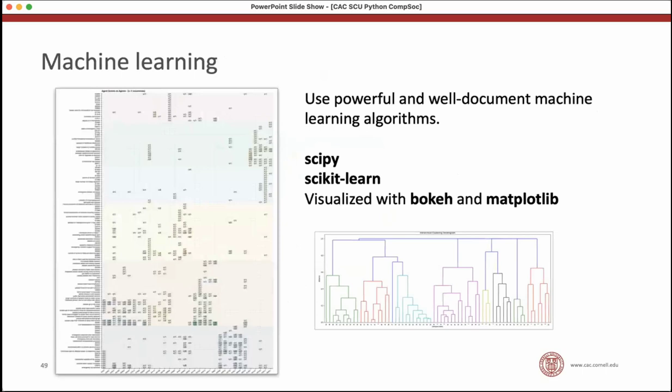There are some powerful and well-documented machine learning algorithms available in SciPy and scikit-learn. And you can visualize those outputs. In this case, I did it with Bokeh and Matplotlib. This is one way to visualize clusters of, I guess it's a bipartite graph, looking at clustering in a bipartite graph, but it's a way of visualizing the output. But these are two libraries that are particularly good for people starting machine learning.